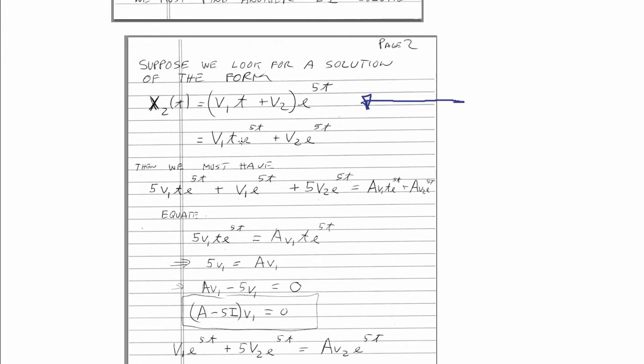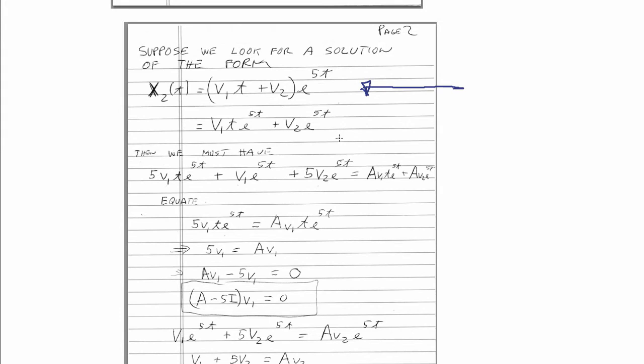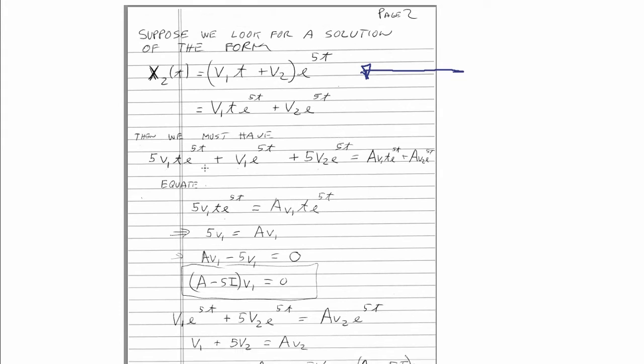And then we have this plus v2. So we have x2 equals (v1 t plus v2) e to the 5t. Notice I'm finding a solution with the same eigenvalue of 5. If this is going to be a solution, we actually look at what has to happen. If you plug this x2 into the differential equation, here's the right-hand side, that's A times x2. And here's the left-hand side, the derivative of x2, using the product rule.